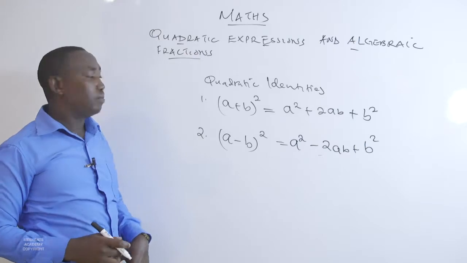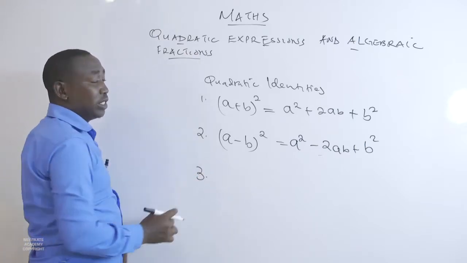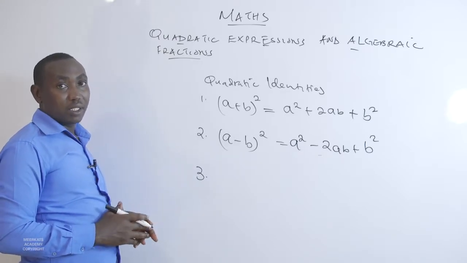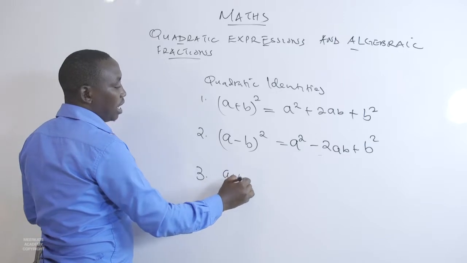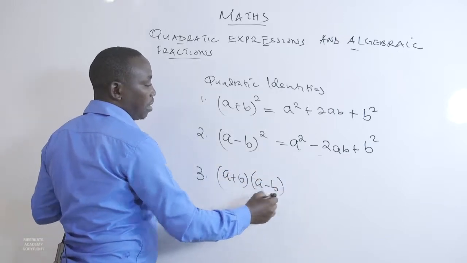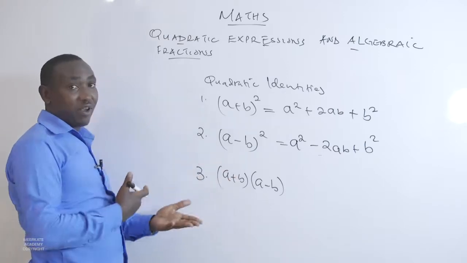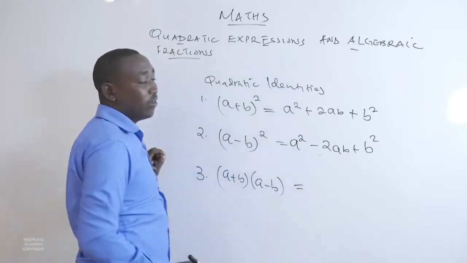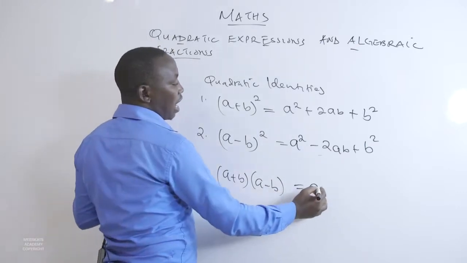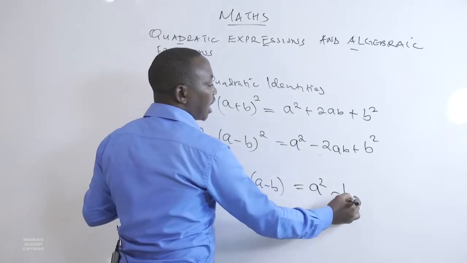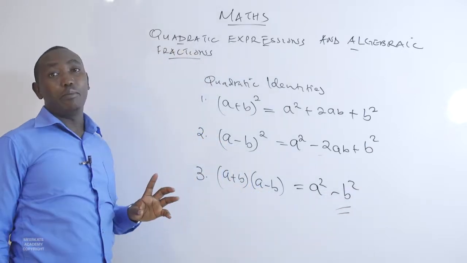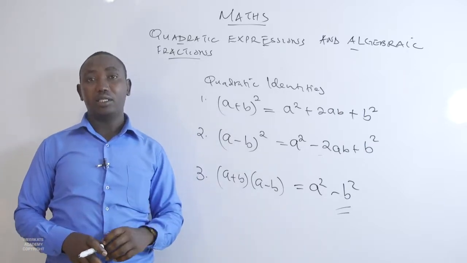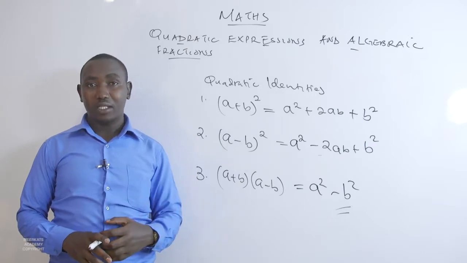The third quadratic identity, we did mention that it's a difference of two squares, so that when you have (a + b) multiplied by (a - b) and you want to expand it, and it can be vice versa, you can have (a - b) followed by (a + b), then this is going to be a difference of two squares, in that we are going to have the first term squared subtract the square of the second term. So these are the three quadratic identities that were built up in our previous lesson.